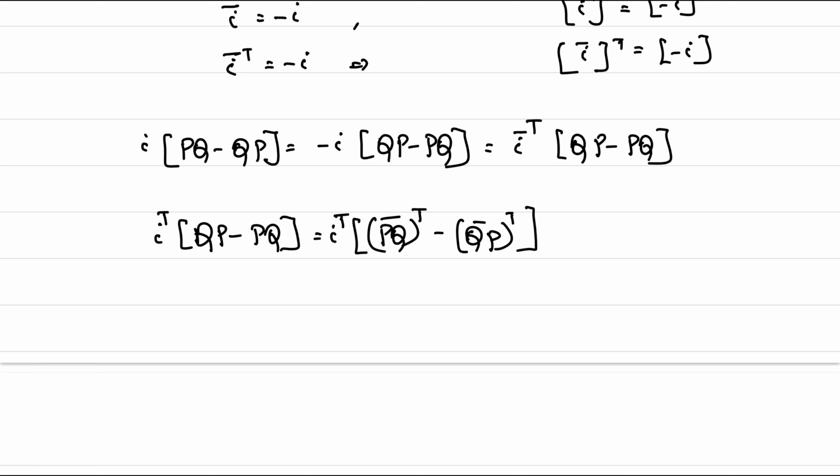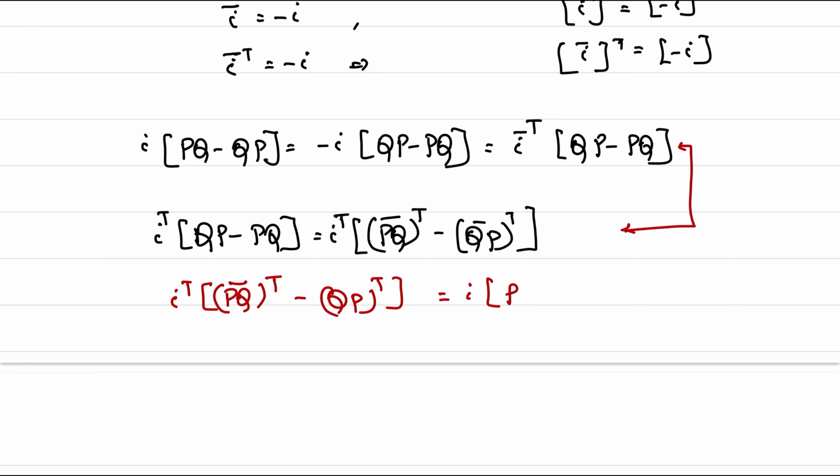From these two, we can say that I transpose, PQ conjugate transpose minus QP conjugate transpose, is equal to I into PQ minus QP. Do you agree?